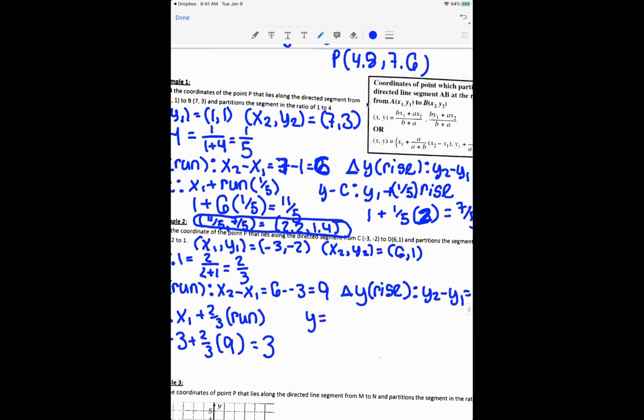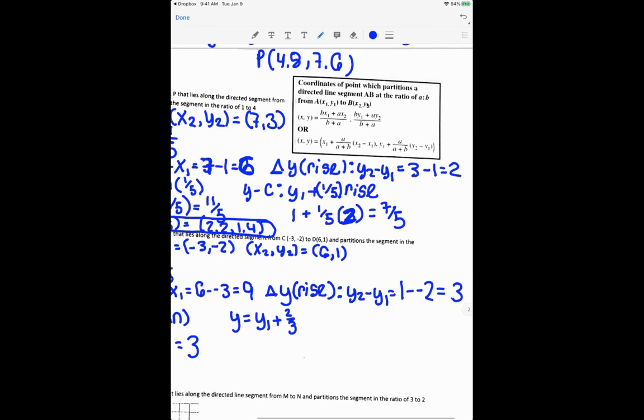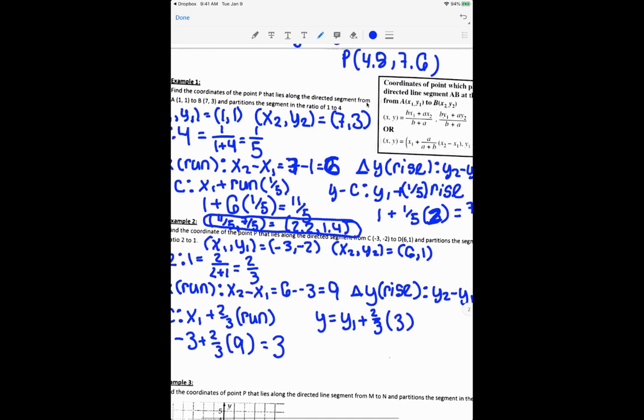And then our y coordinate is y1 plus 2/3 times our rise, which was 3. Our y1 was -2 plus 2/3 times 3. So that's going to be -2 plus 2, which is 0. So my answer would be 3 and 0. That was a nice one. We actually got whole numbers that time.